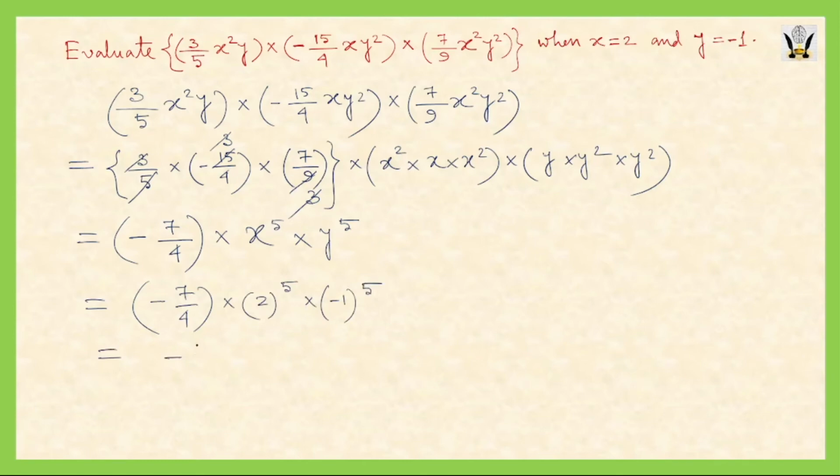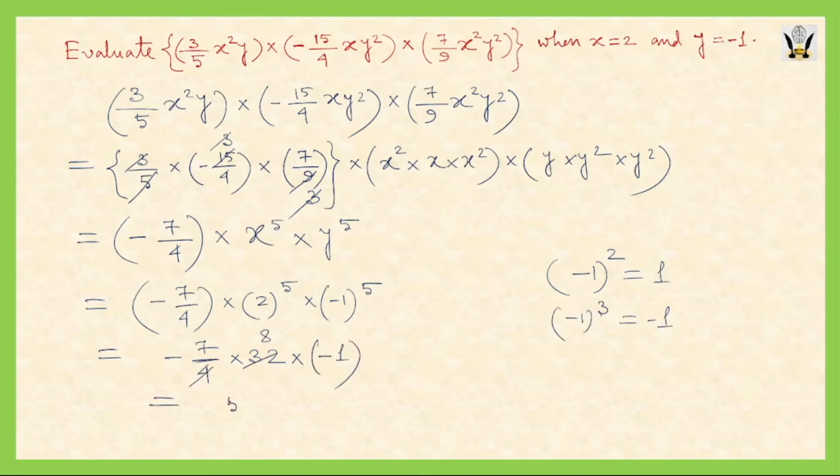Now here minus 7 by 4 stays the same, and 2 to the power 5 is 2, 4, 8, 16, 32. So 2 to the power 5 is 32, and minus 1 to the power 5: whatever the power, if the base is 1 then it will be 1 only, but since it is -1, when the power is even it becomes +1. Otherwise, if the power is odd, the minus sign comes. So since the power here is odd, it will be -1, and the result will be 56. So this is the final answer of this algebraic expression.